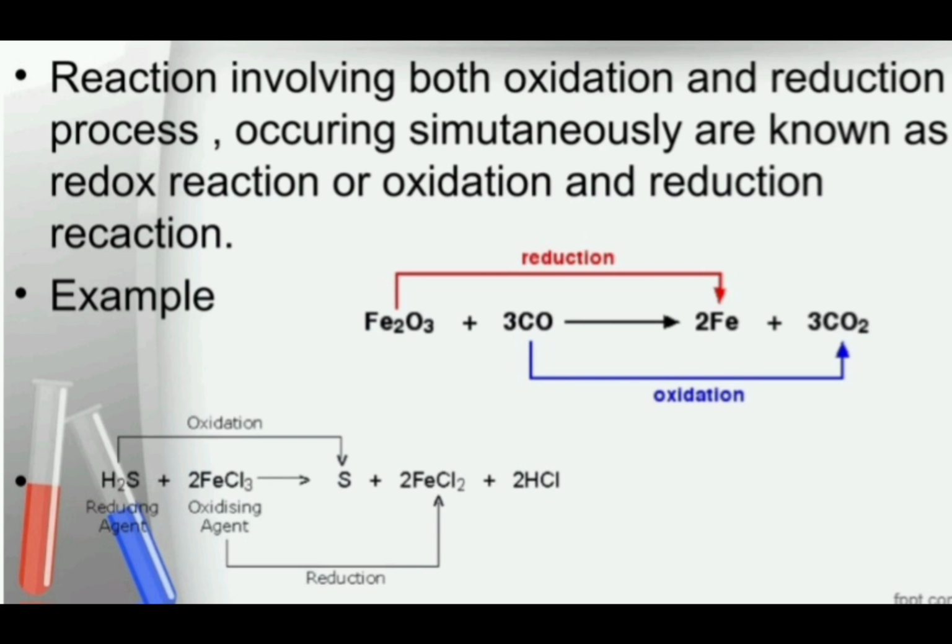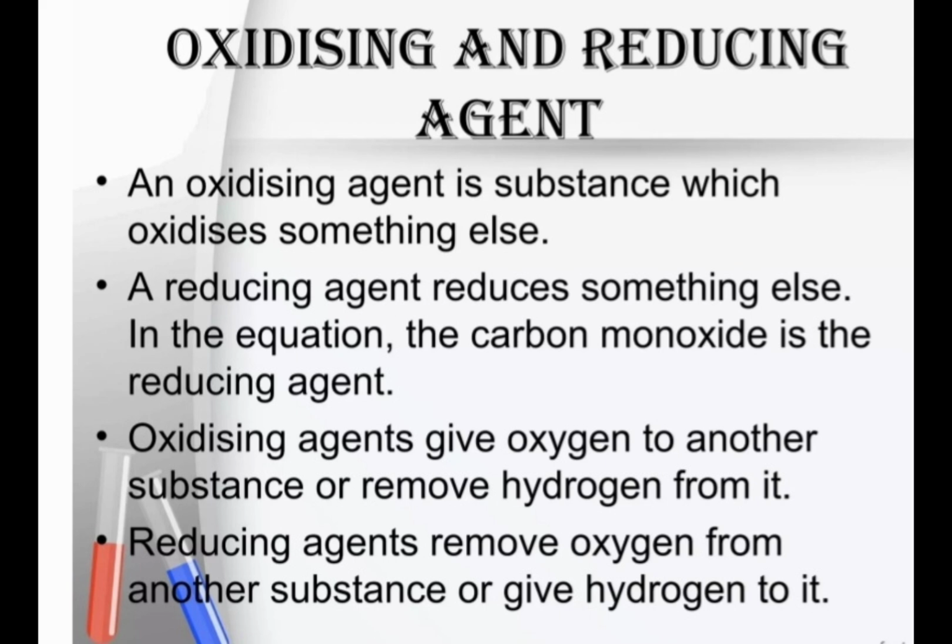For example, ferric oxide gets reduced by removal of oxygen and carbon monoxide gets oxidized on addition of oxygen in the chemical reaction. Here we will understand the role of agents of oxidation and reduction. Oxidizing agents give oxygen to other substances and remove hydrogen from them. In the same way, reducing agents remove the oxygen atom from a substance and add the hydrogen atom into another one.